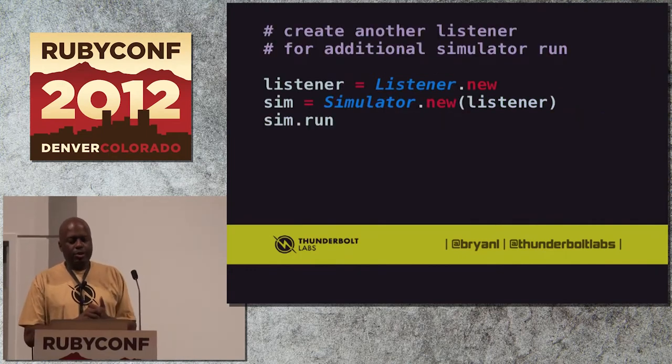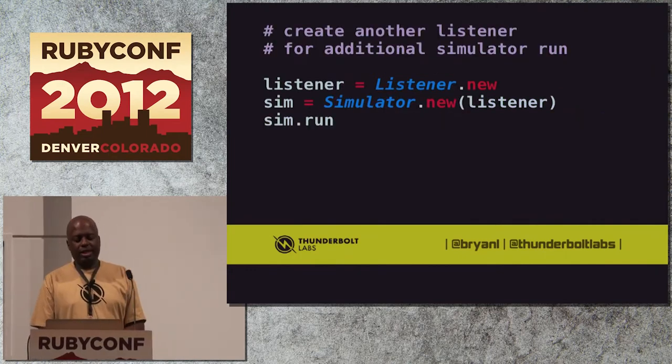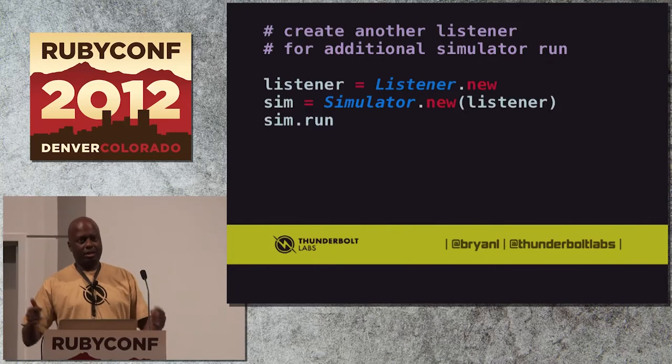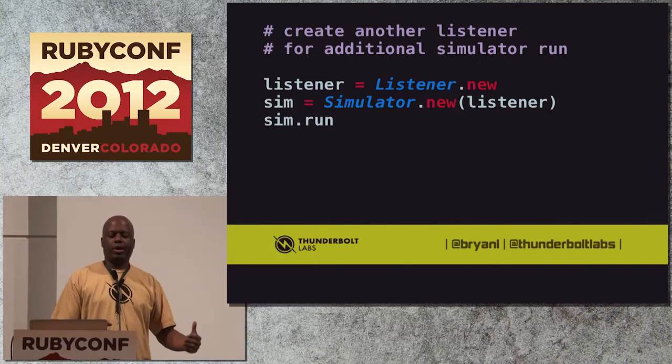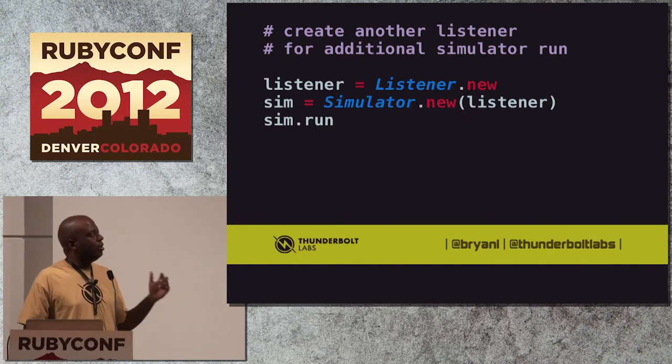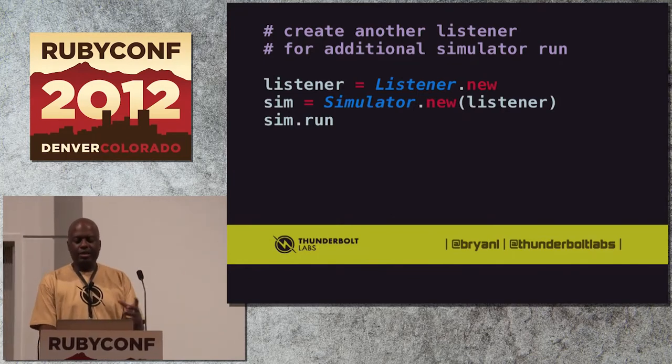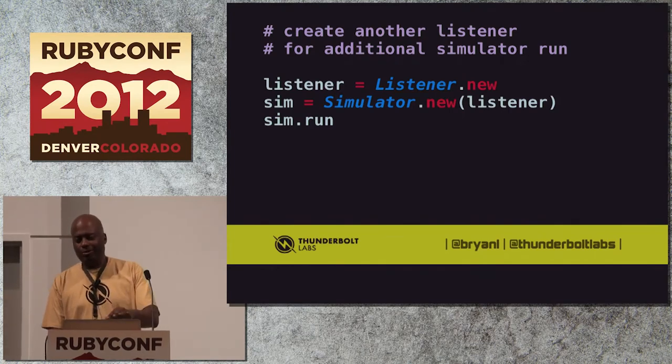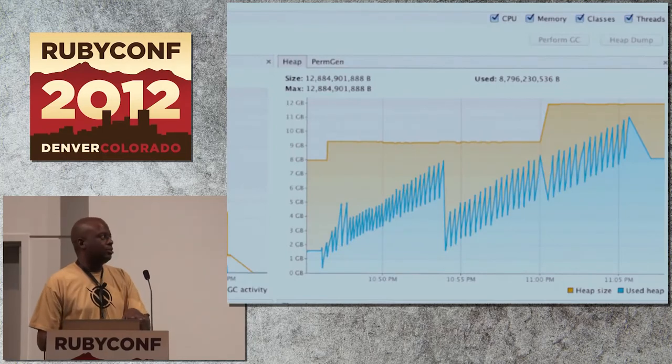So what happens if we do this again? Because I can't run the simulator just one time, I run it maybe 10 to 15 times so I can get a good amount of sample data. If I do this again, guess what happens? These next few slides show another reason why you should use JRuby over MRI. I'm not just advocating it, but these next few slides are awesome.